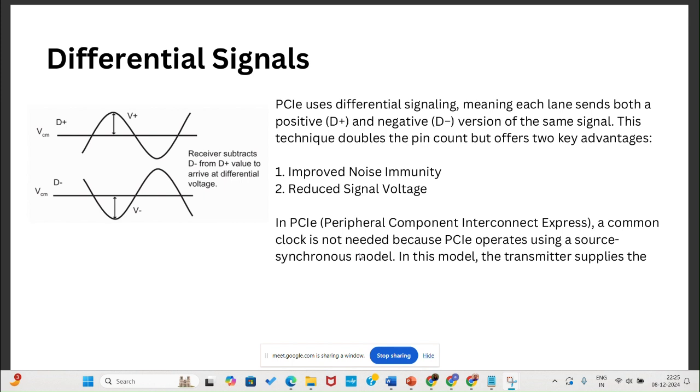In PCIe, a common clock is not needed because PCIe operates using a source synchronous model. In this model, the transmitter supplies the clock to the receiver indirectly by embedding the clock signal into the data stream. This eliminates the need for an external or forwarded clock. Okay. Any question on differential signals?